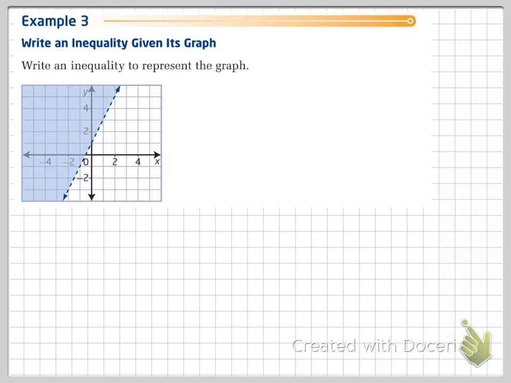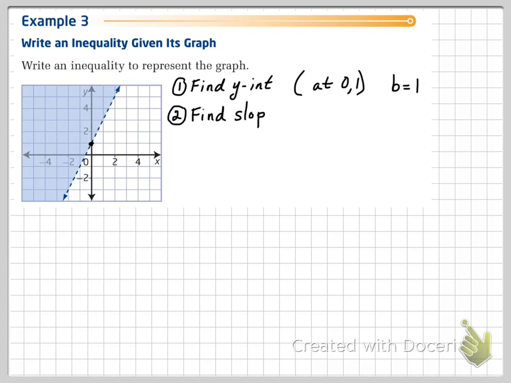In example 3, we're asked to write an inequality just by looking at the graph. Well, first thing I notice by looking at this is we're going to start by saying, what's the y-intercept? Well, the y-intercept looks like it's at (0, 1), so b is going to be equal to 1. Now I want to find the slope. Notice that the next ordered pair that it seems to absolutely for sure fall on is going to be giving me a rise of 2 and a run of 1.